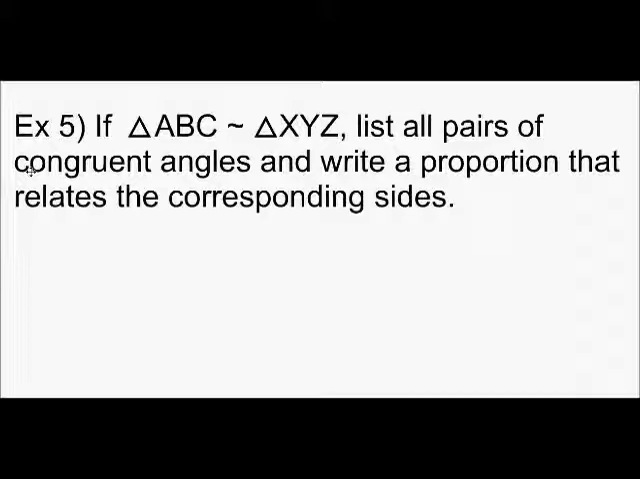Example 5. If triangle ABC is similar to triangle XYZ, list all pairs of congruent angles and write a proportion that relates the corresponding sides. So this symbol here means similar. And just like before when we were looking at congruent triangles, we're going to write the congruent angles for similar triangles in the same way.